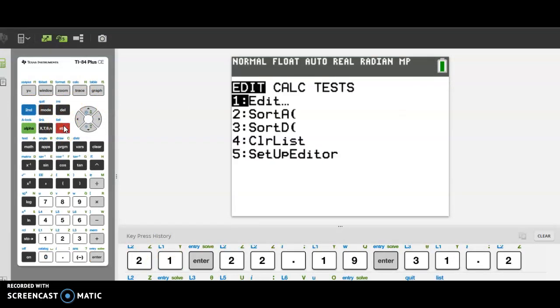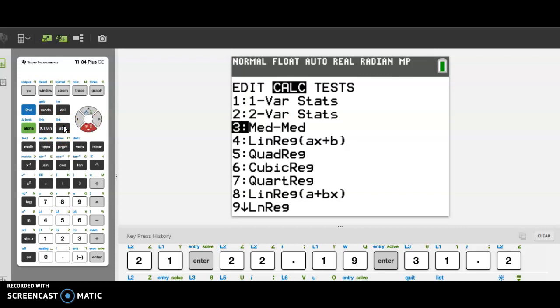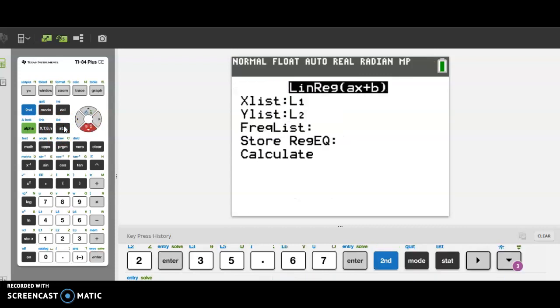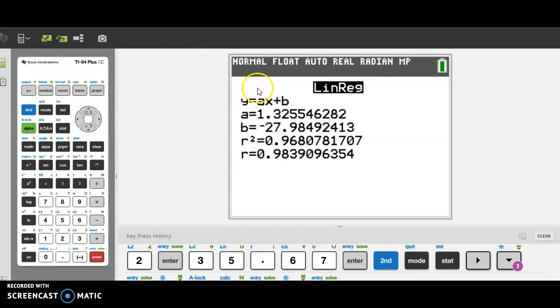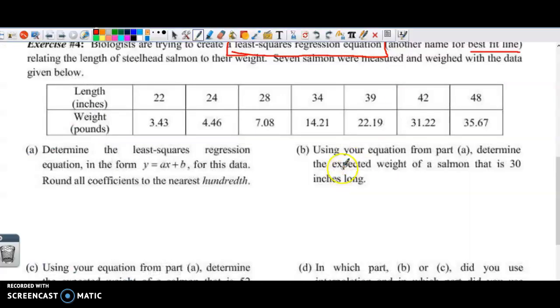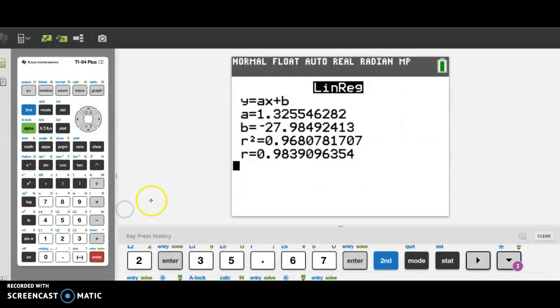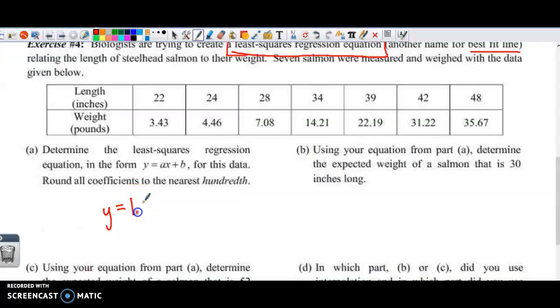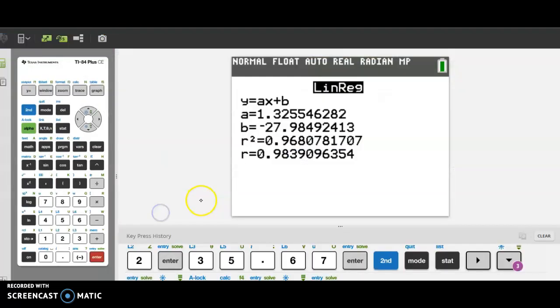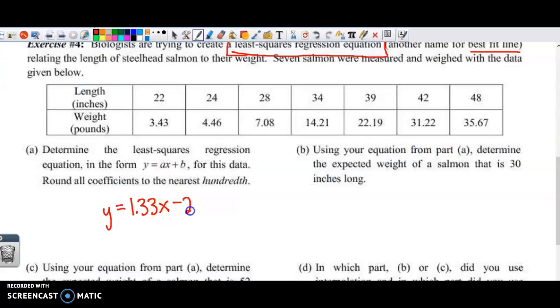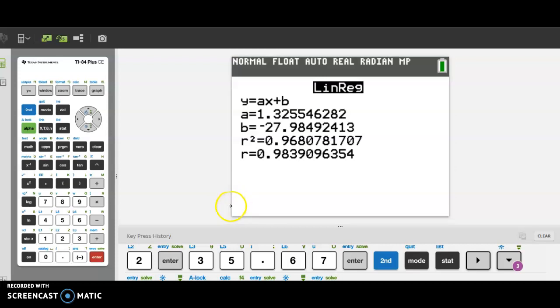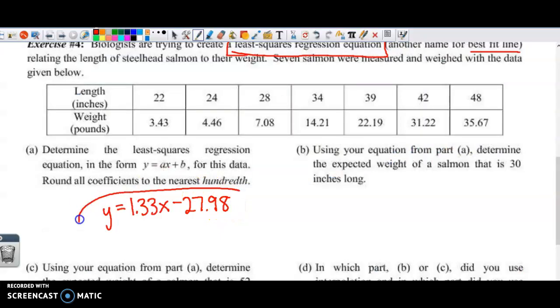Go back to your stat, and this time you want to go over to calculate your lin reg, list 1, list 2. You could also store this equation again. This is just an option for you to calculate. And you have 1.3x minus 28.0. Well, it's asking for the nearest hundredth now, so let's go ahead and do that correctly. 1.33x minus 27.98 if you round correctly.